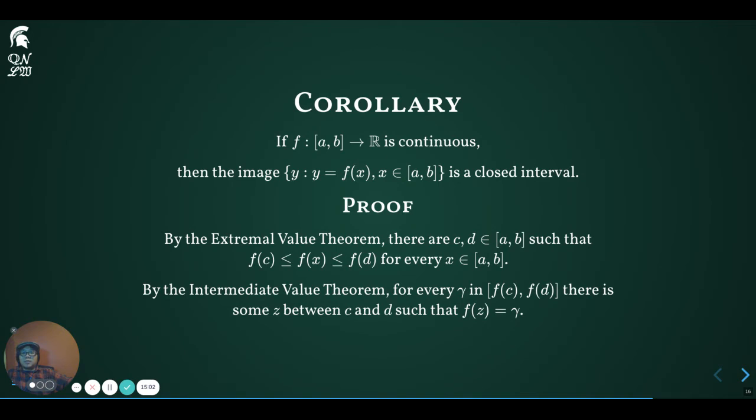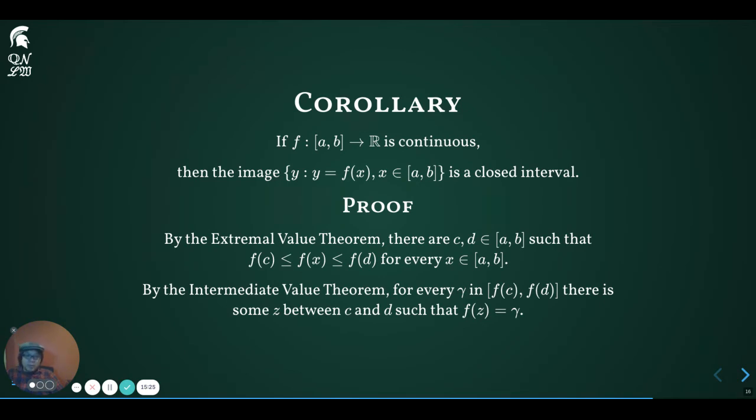Next, we discuss some applications of the intermediate value theorem. The first is a corollary obtained by combining the intermediate and extremal value theorems. It says that if f is a continuous function defined on a closed interval [a, b], then the range of f is also a closed interval. The proof is only 2 lines.